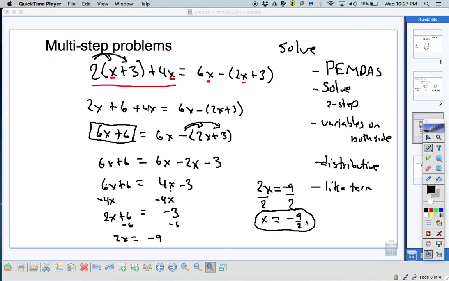So this is what x is, and this is a very complex multi-step problem. But these are the things that we had to use. We had to use PEMDAS first and foremost. We used the distributive property to take care of our parentheses. We combined like terms when we had them. We got it down to variables on both sides potentially. And then eventually it gets all the way down to a two-step equation, which you should know how to solve. So if you have questions, let me know.